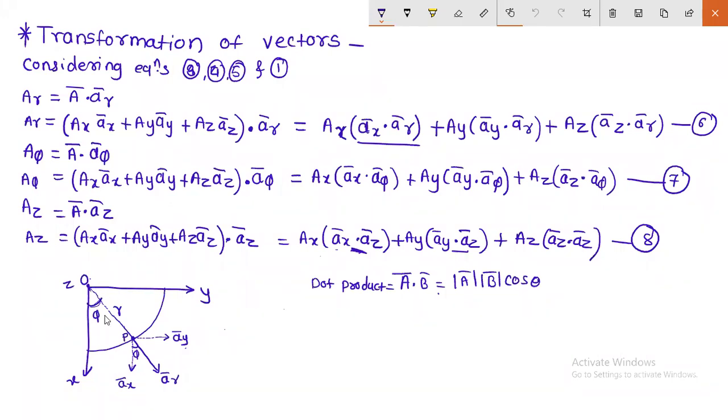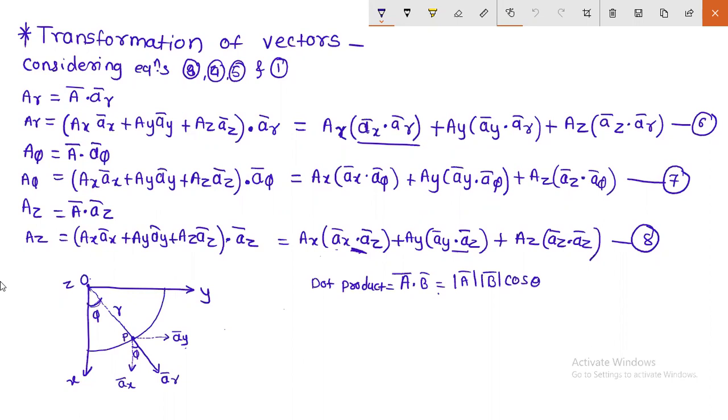So here we consider this x axis and y axis. Now the z coordinate is also one vertical axis there, which is nothing but the center of your cylinder. That's why it is not shown, but the angle between this z axis and x axis is 90 degrees, and z axis and y axis is also 90 degrees.